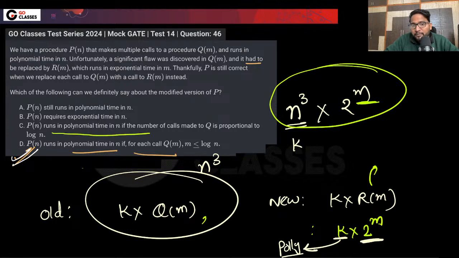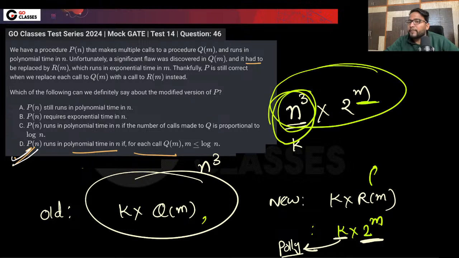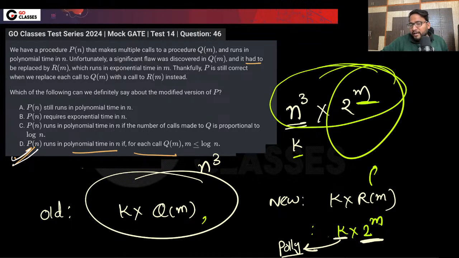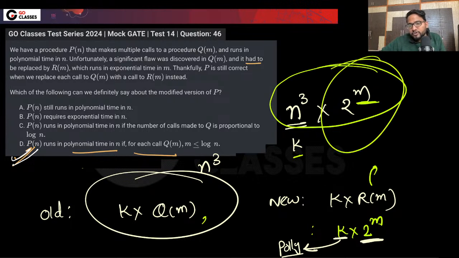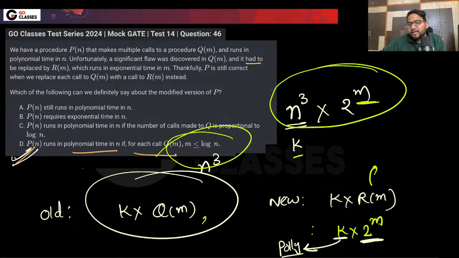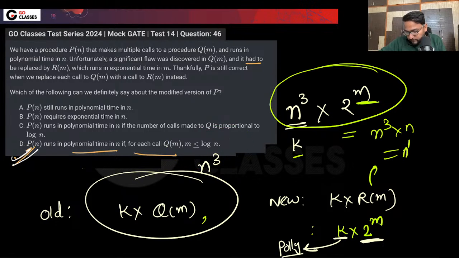P runs in polynomial time if the number of calls made to Q is proportional to log n. So they are saying if this K is log n, no, it doesn't only depend on K. The K upper bound I know cannot be exponential, but this can be exponential, right? It has to depend on this also. So now if m is log n, then ultimately the whole thing is n cube into n, which is polynomial only.